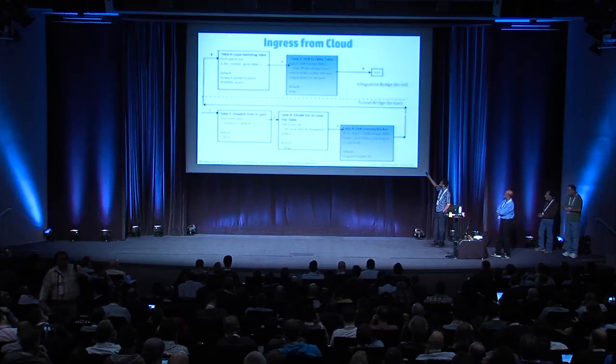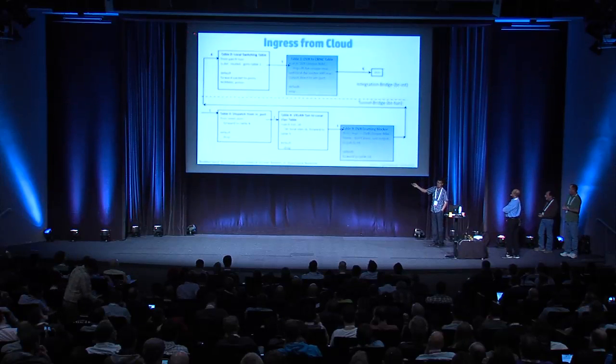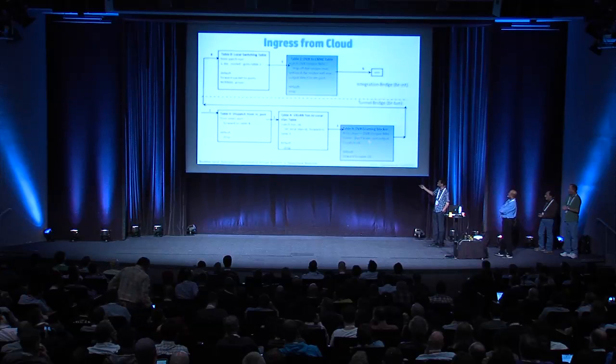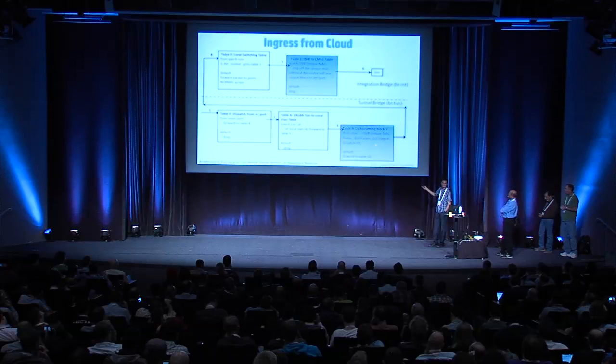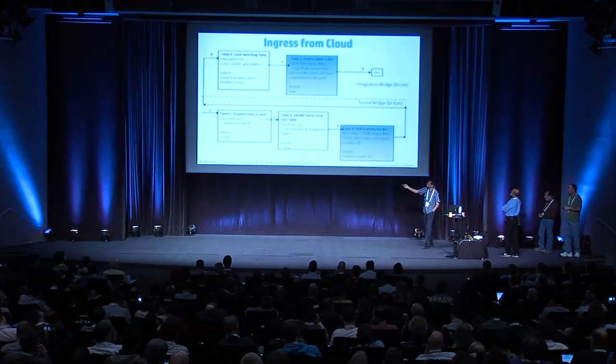And then this one forwards the frame directly to the integration bridge. Here, the only advantage is that the frame will still contain the local MAC, but it will have already translated the green VNI to the green VLAN. And now this guy receives the frame.